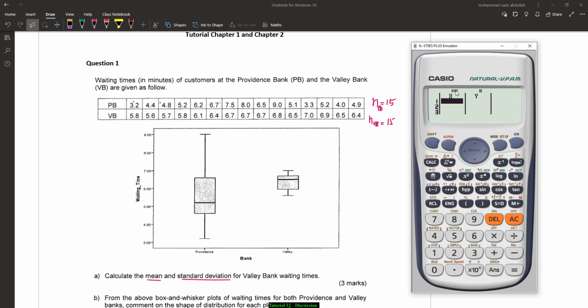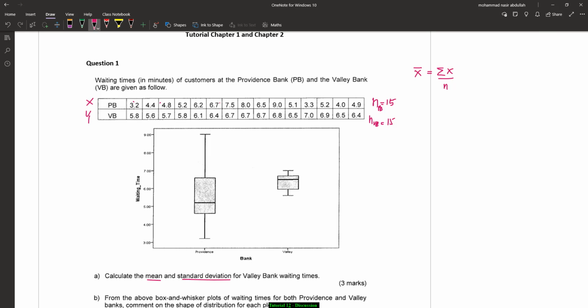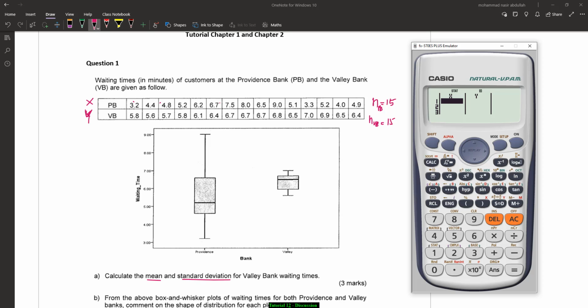So number 2, we have x and y. You need to remember which one you are entering. Let's say this is x and this is y. This is not yet an independent and dependent variable, but we treat it as a dependent and independent variable.